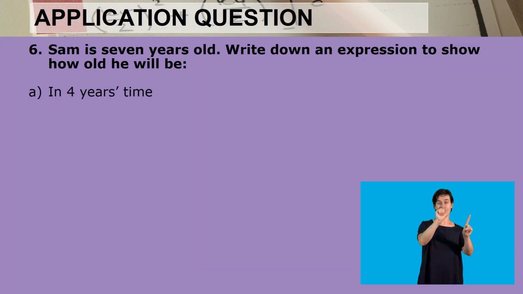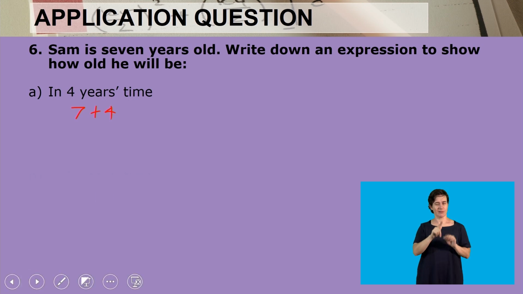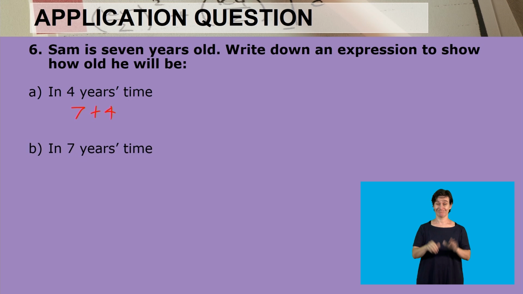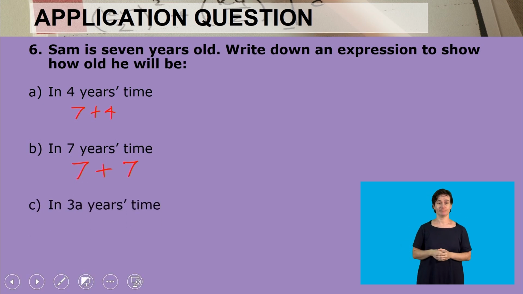Sam is 7 years old. Write down an expression to show how old he will be in 4 years' time. We know that he's 7, and in 4 years' time, it would be 7 plus 4. That's how we write an expression in that question. Now, the next question says, how old will he be in 7 years? So it's going to be the 7 that he is plus the next 7. So it's 7 plus 7. In 3A years' time, it's going to be 7 plus 3A. That's how we write that expression.